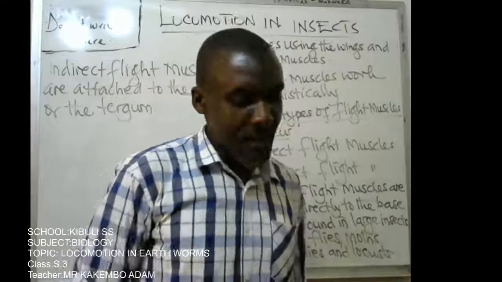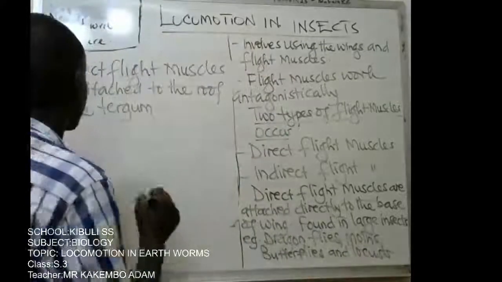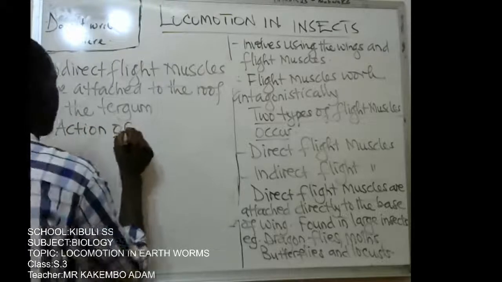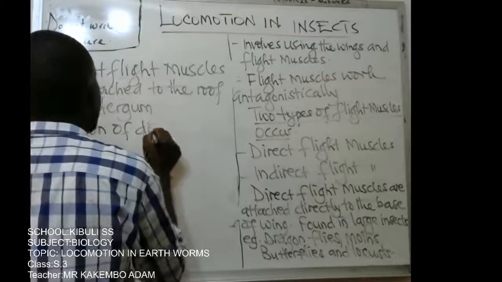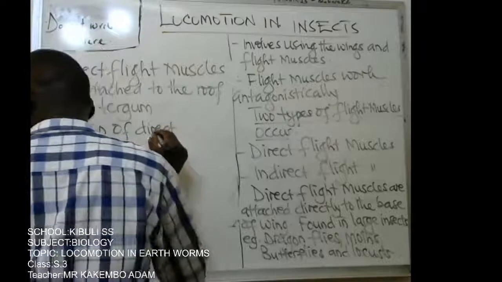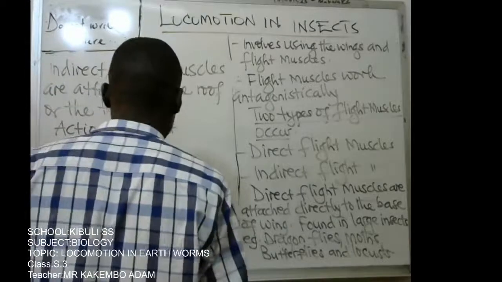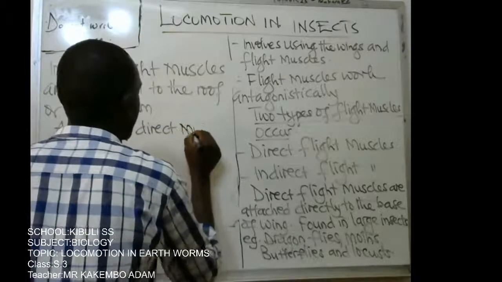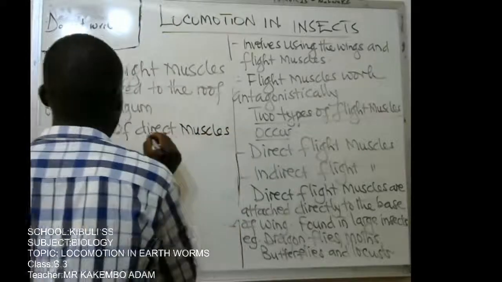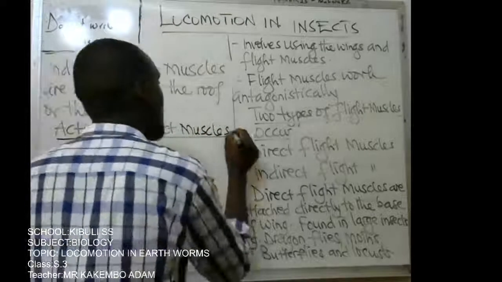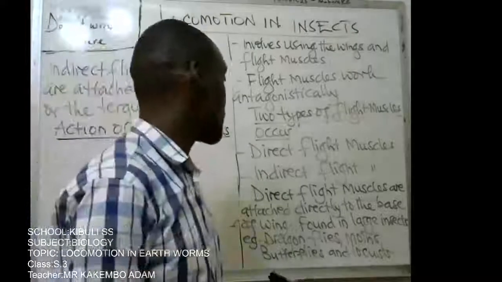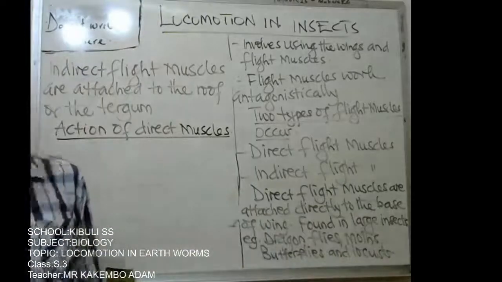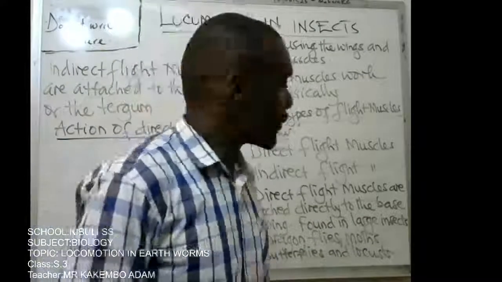So let us look at the action of direct muscles. How the direct muscles, the ones we said are attached to the base of the wing, act.